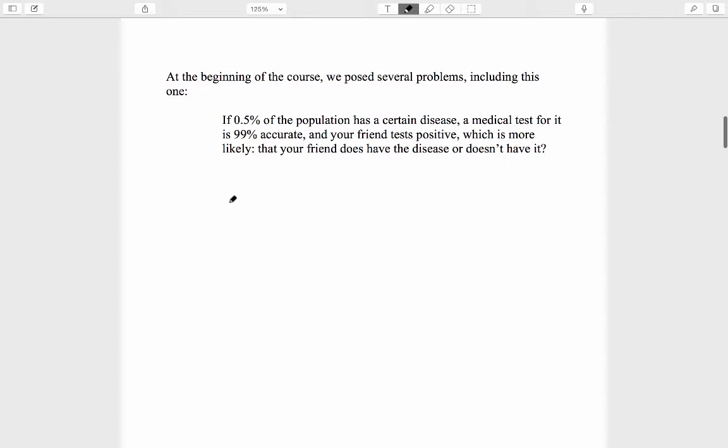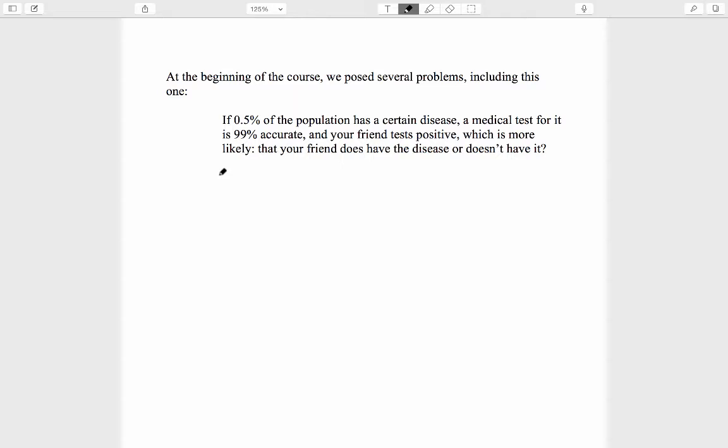At the beginning of the course, we posed several problems that challenged our intuitions. One of them was this one. If 0.5% of the population has a certain disease, a medical test for it is 99% accurate, and your friend tests positive, which is more likely? That your friend does have the disease, or that your friend does not have the disease?